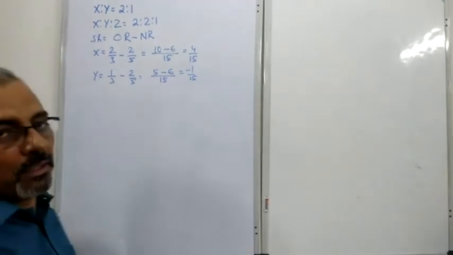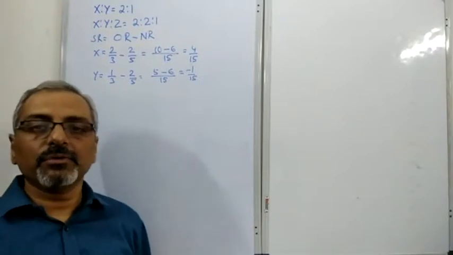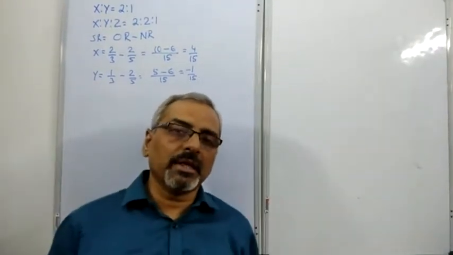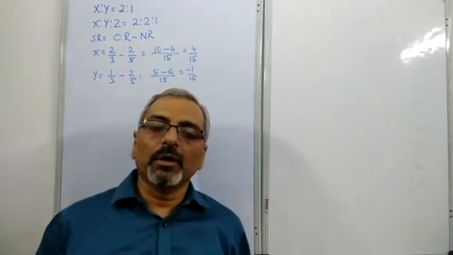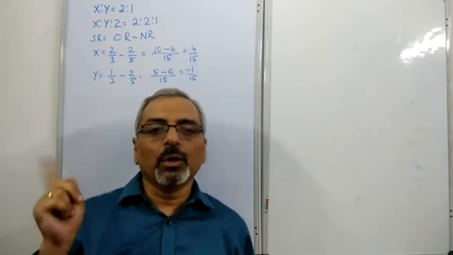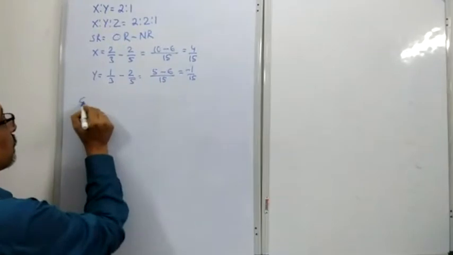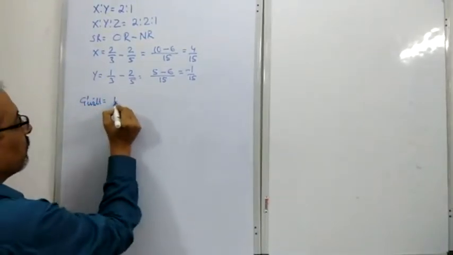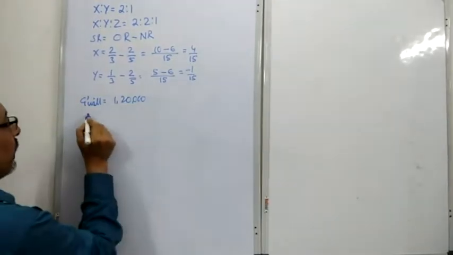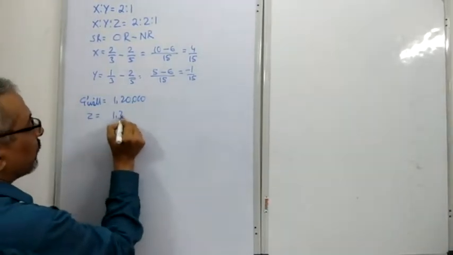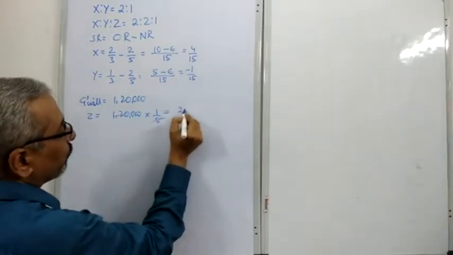Now here, due to the admission of Z, Y has not sacrificed. In fact, Y has gained. If this happens, then Y will also have to bring in goodwill and give it to the sacrificing partner. Over here only one partner, that is X, has sacrificed. Now what is the goodwill of the firm? It's given as 1,20,000. Now how much is Z supposed to bring in? Z's goodwill is 1,20,000 into 1/5, that is 24,000.